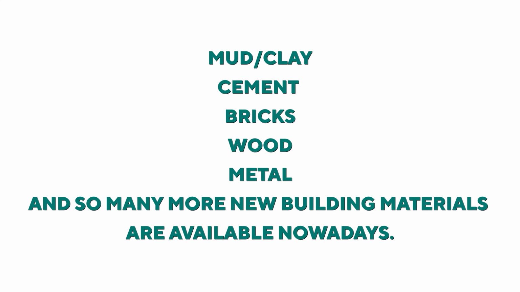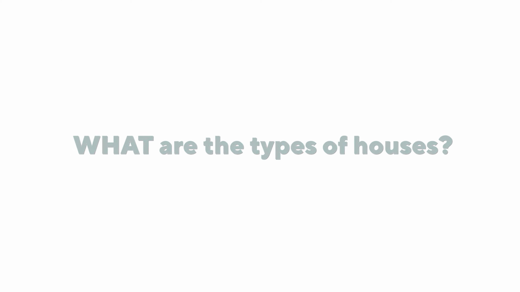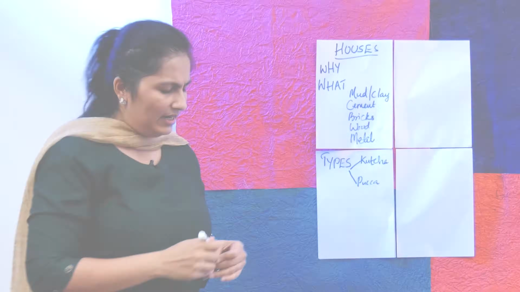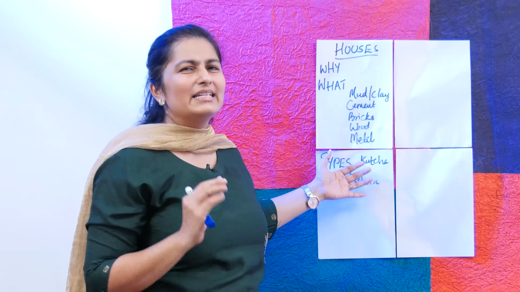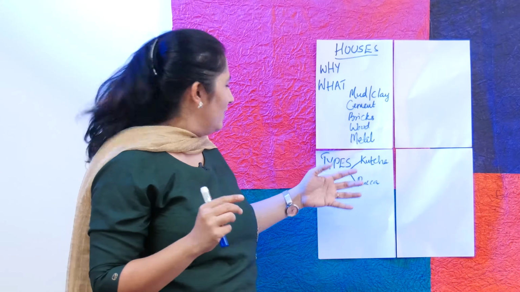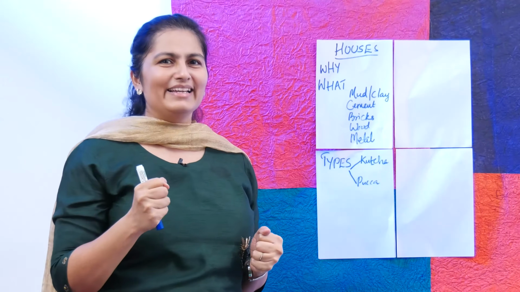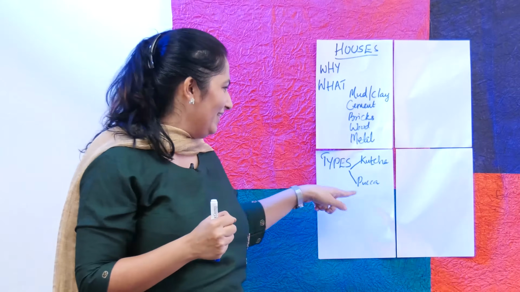Now, we'll continue this what question. What are houses made up of? We will see what are the types of houses. Okay, there are two types of houses, KUTCHA and PUCCA. So the word itself tells, KUTCHA means something not very strong. PUCCA is strong, Pakkavada, that means very strong, okay.